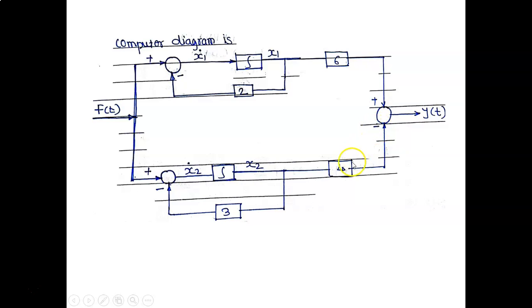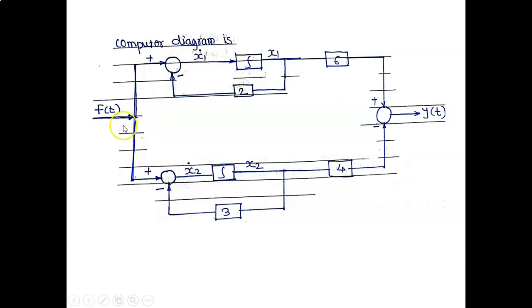Its value is negative, that is minus 4x2. Now, we know that x1 dot is equal to f(t) minus 2x1. Therefore, from x1 we have to take one signal, and this we have to feed back through a transfer function having value 2, and this signal is again fed back to the first summing point at the upper level.